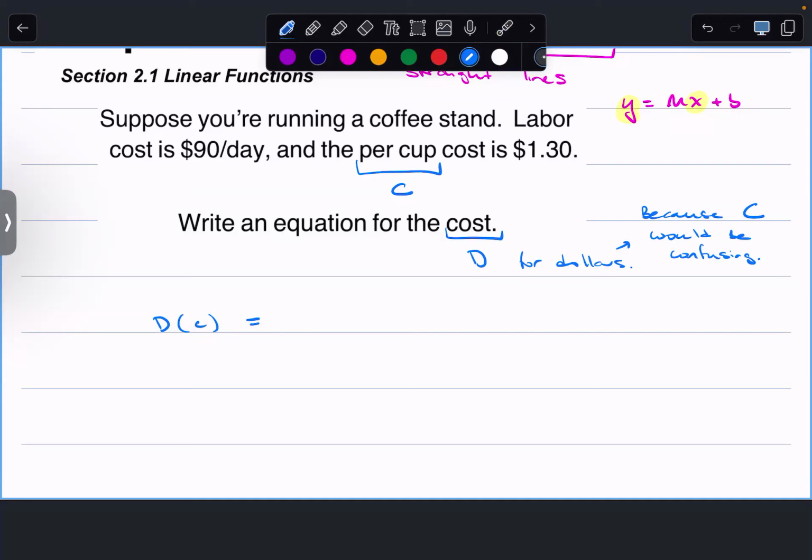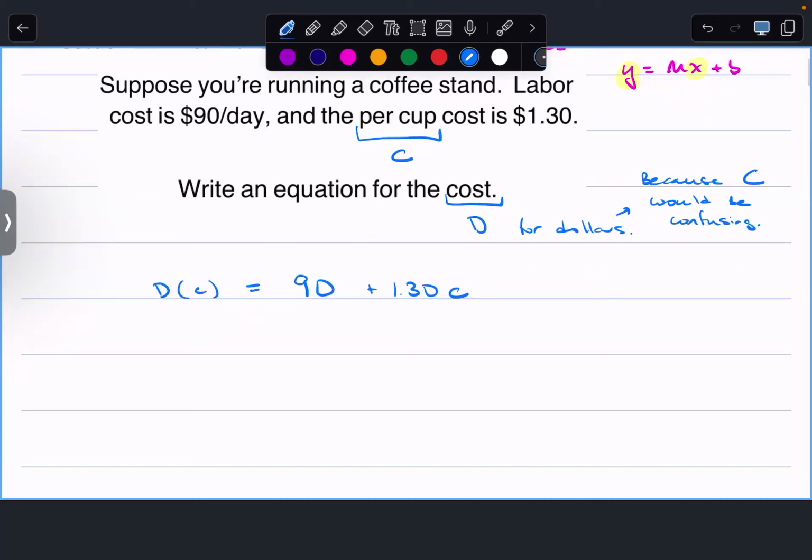So it costs me $90 even at 0 cups. Someone still has to work the stand, right? And so there's that basic $90 per day that it will cost. And then it's going to be $1.30 per cup.